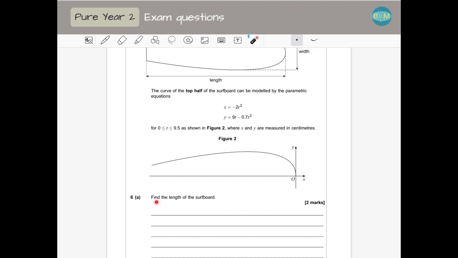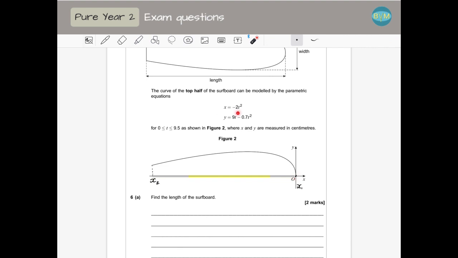So the first thing they ask is the length of the surfboard. If you see this graph, the length of the surfboard is going to be this distance here, which is the difference between the values of x here, let's say x2, and this one, x1.